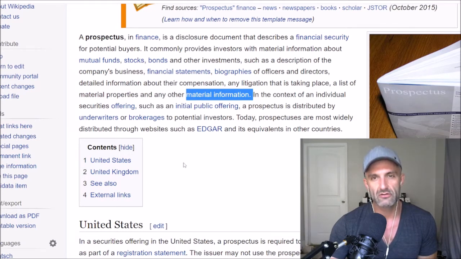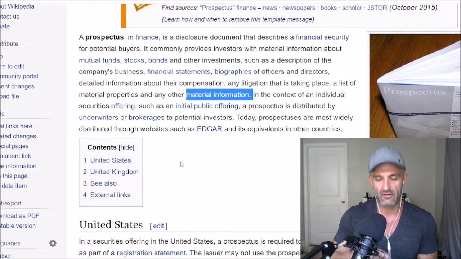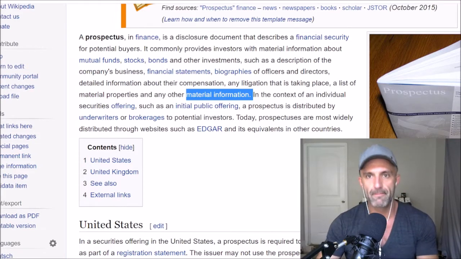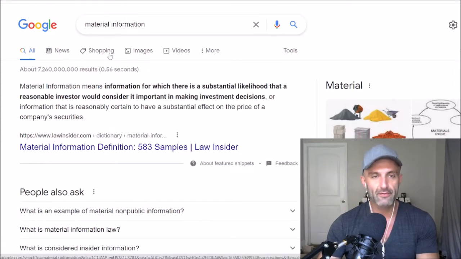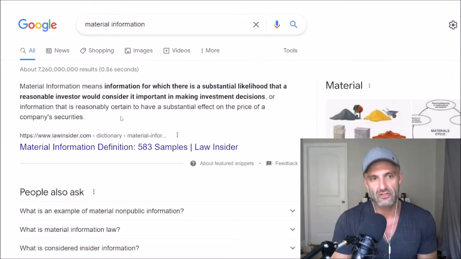What is material information, guys? If you've studied accounting or finance or legal, material information, actually, let's look it up. Oh, it's so weird. I had a tab open ready for this one. Material information means information for which there is a substantial likelihood that a reasonable investor would consider important in making investment decisions. Interesting. Do you think a lot of these rug pulls, a lot of these garbage white papers include material information, or do you think they exclude material information?